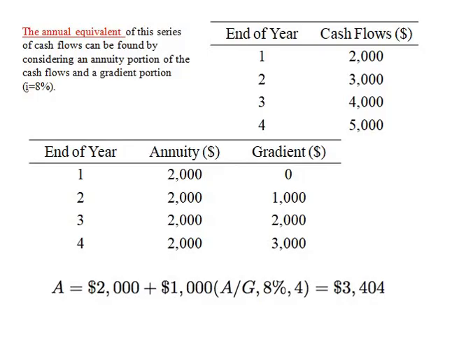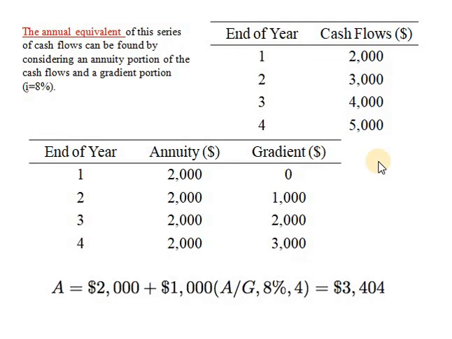Let's look at another example. Here at the end of year 1, I have 2,000. At the end of year 2, I have 3,000, 4,000, and 5,000. So what do we notice? I notice that G equals 1,000. But do I have an amount at year 1? Yes. So this is your base amount. So I have an annuity of 2,000 and I have a gradient of 1,000. So this is the case again of an arithmetic gradient.